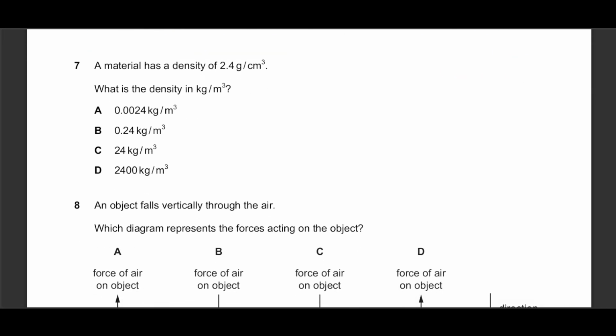Question 7. A material has a density. I know this was a question that was really uncalled for. They haven't done this in a while, but it's a really straightforward and easy question. He says, convert the gram per centimeter cube to kg per meter cube.